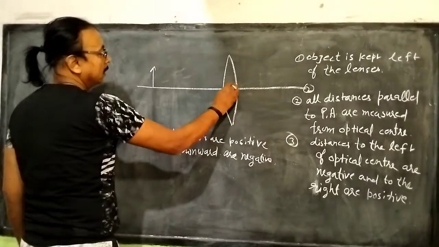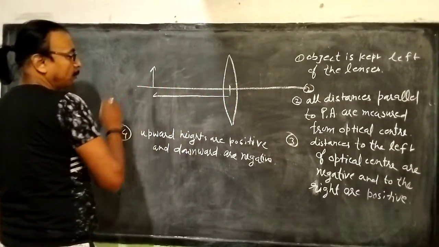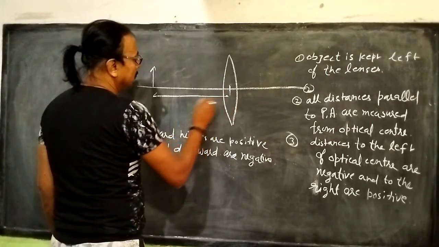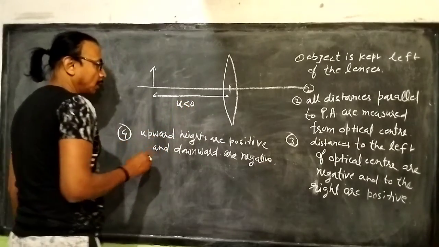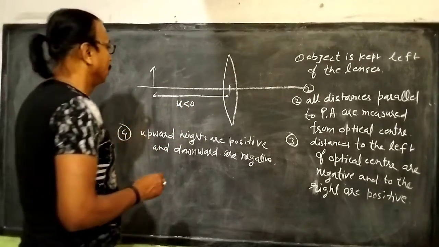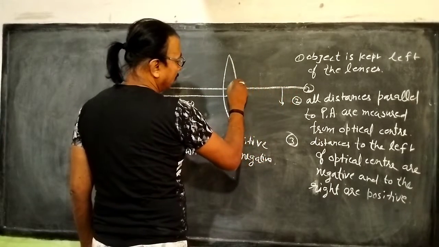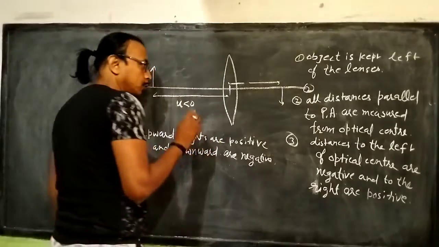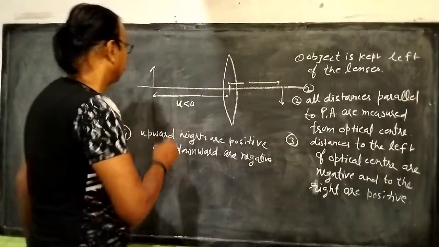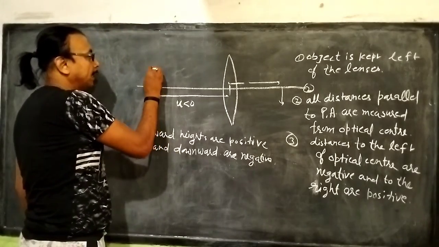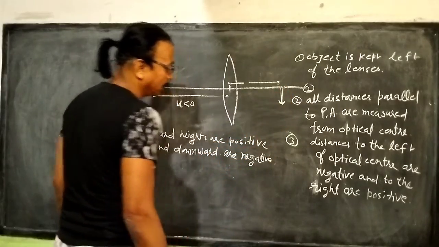Means this is the optical center. Distance to the left, suppose this is the object position, this distance will be negative. Here u is called the object position, that is less than 0. And suppose the image is formed on this side, then the image position is also measured from the optical center and taken as positive. Similarly, upward height of the object is taken positive and downward height of the image is taken as negative.